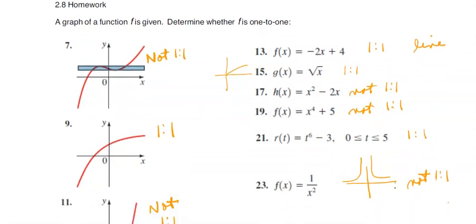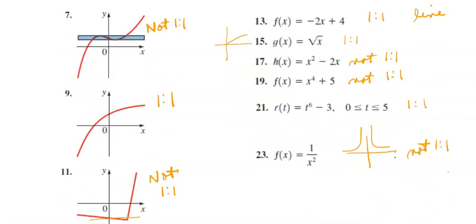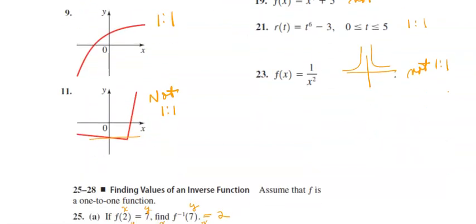Looking at number 9, I can draw horizontal lines everywhere. They will only intersect this function in one place. That makes that function 1-to-1, which means it has an inverse that is a function. Okay, for number 11, I drew an orange line right here. That orange line hit my function in two places, and therefore this function is not 1-to-1. So it does not have an inverse that is a function.